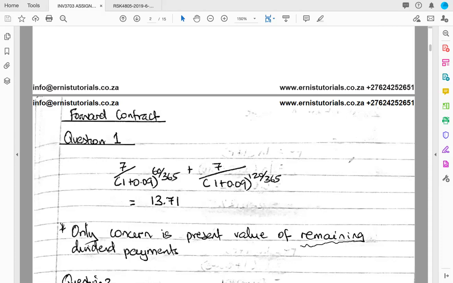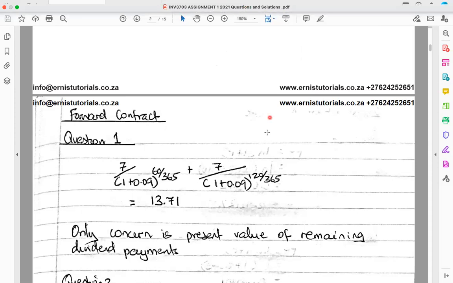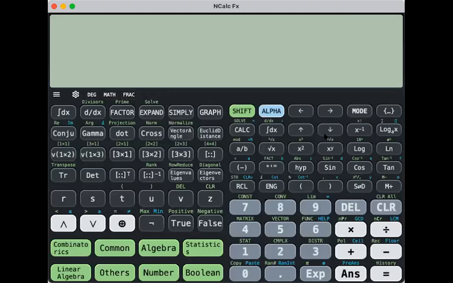Because our only concern is the dividend payments that will occur during the life of the derivative, the forward contract. So now we need to enter this into our calculator. This is where a lot of students struggle. So I do have a calculator here. It might be different from your calculator, but the place where you enter in all the numbers will be the same. So I've put the calculator up on the screen.